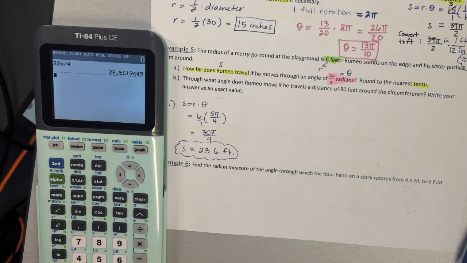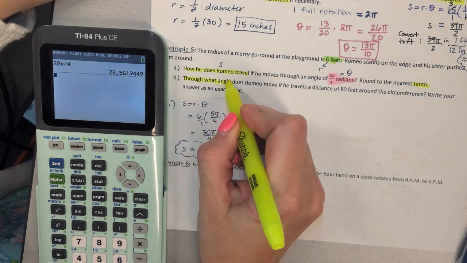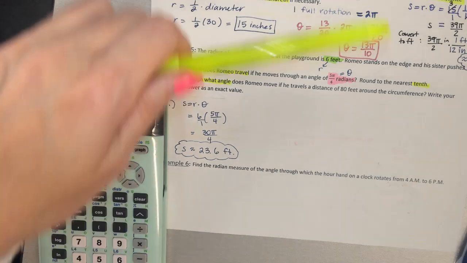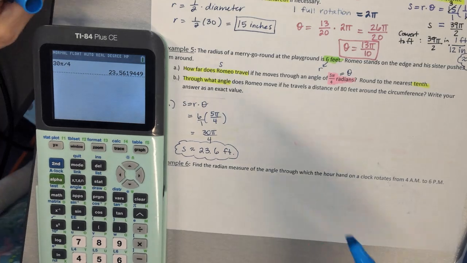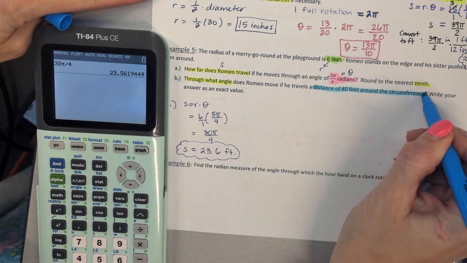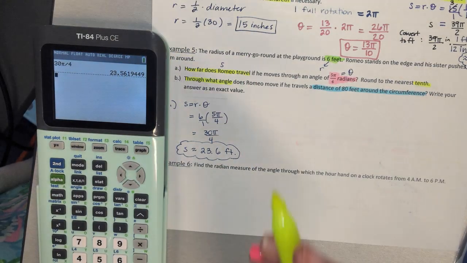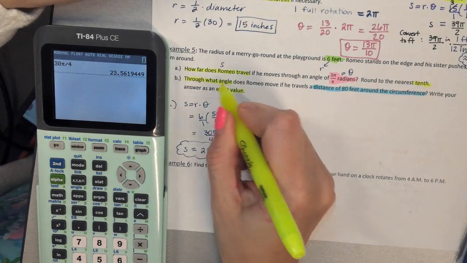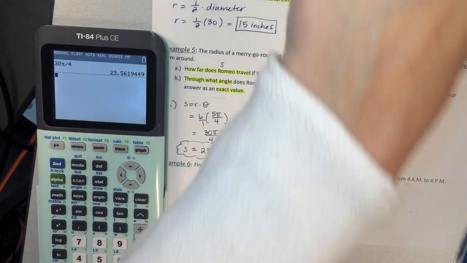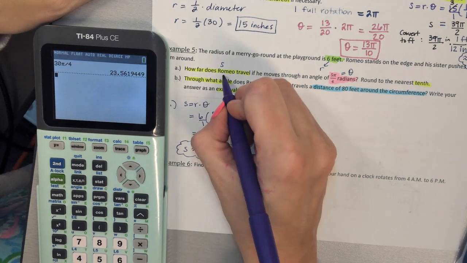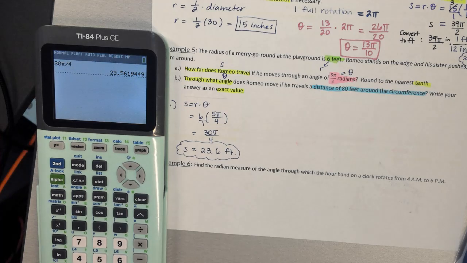Okay, now let's look at part B. The setup of this question is a little bit different. It says, through what angle does Romeo move if he travels a distance of 80 feet around the circumference? Oh, and this says to write our answer as an exact value. Okay, so if it's asking you to find what angle, what variable do we use for the angle? Theta. So we are trying to find theta here.